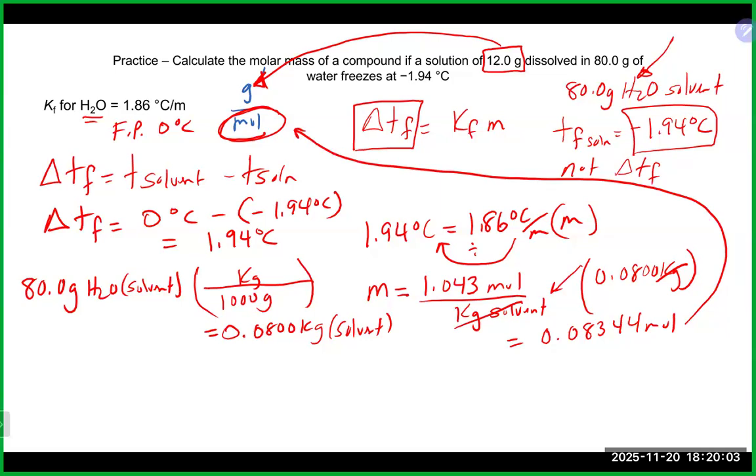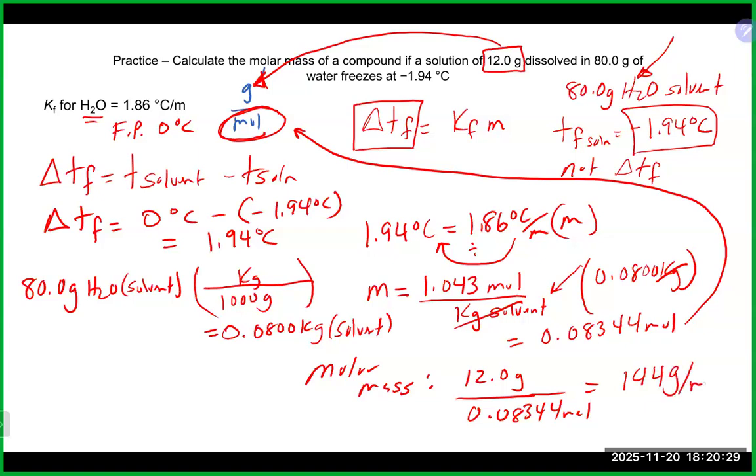So what's left is we're just going to put both of those numbers in. So the molar mass here should be my grams, which was 12 grams, divided by my moles, 0.08344. And that's going to get me about 144 grams per mole in this case.